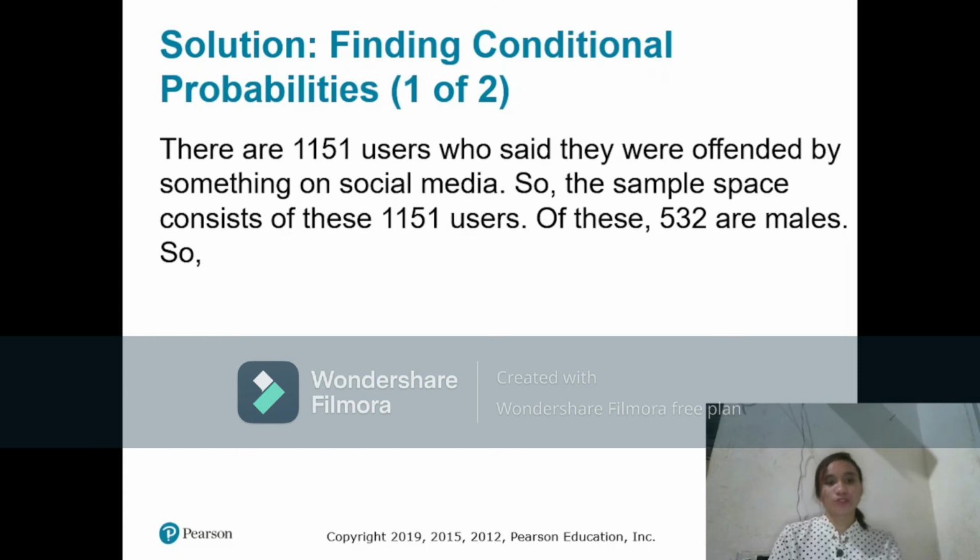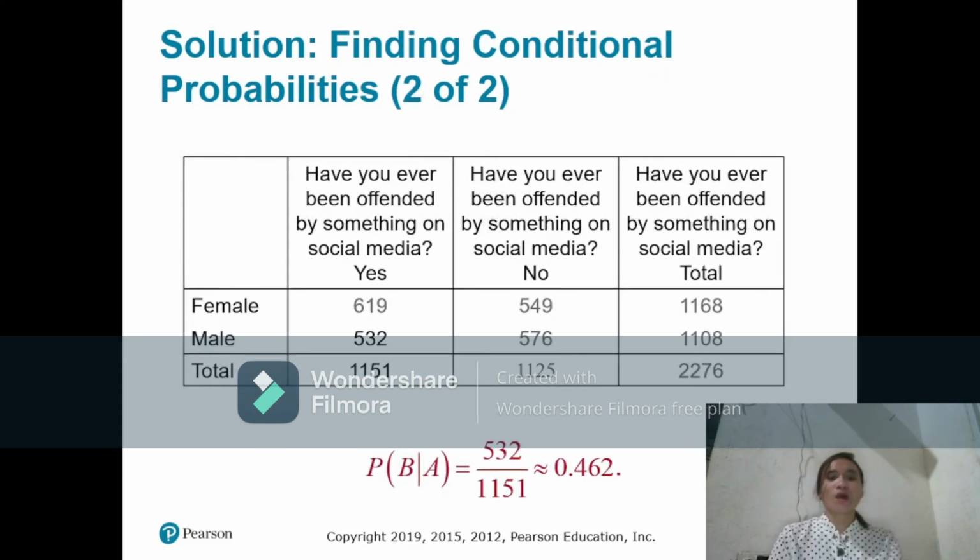There are 1,151 users who said they were offended by something on social media. So the sample space consists of these 1,151 users. Of these, 532 are males. So the probability of B given A is equal to 532 over 1,151, which is equal to 0.462.